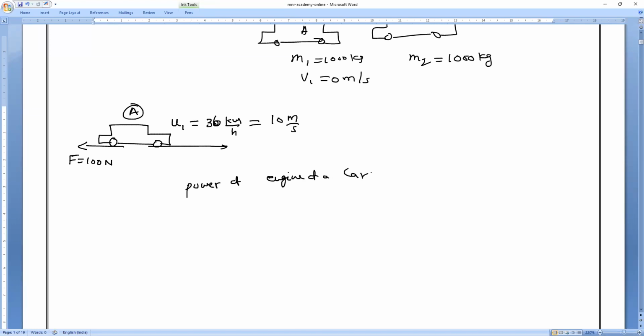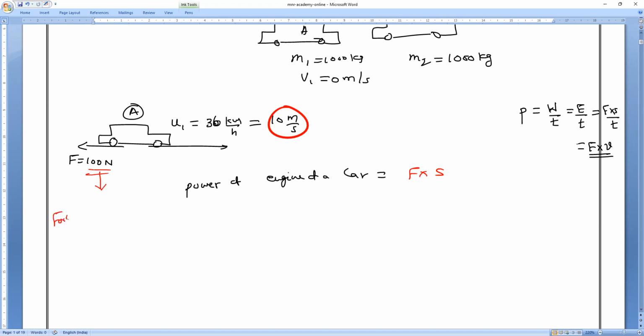the power of the engine of a car is equal to, please remember, we all know the power formulas. We have 3 formulas. What is the power formula? Work done by time, energy by time, force into displacement by time, which is also force into velocity. So now we all know velocity and force. So the applied force, that is the force applied by the engine.